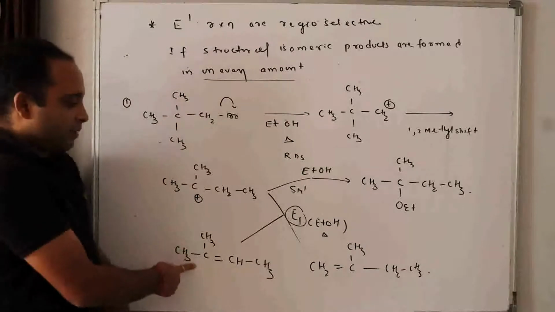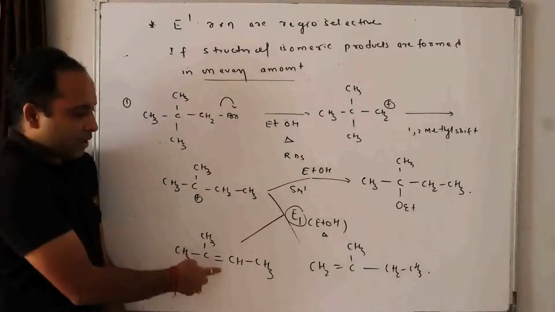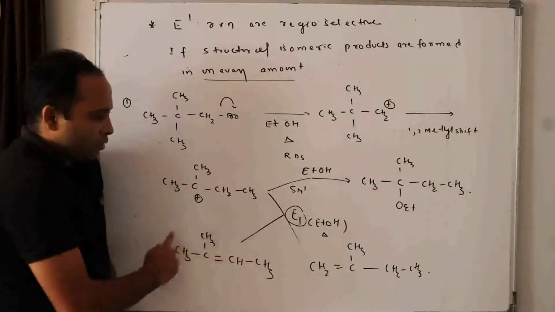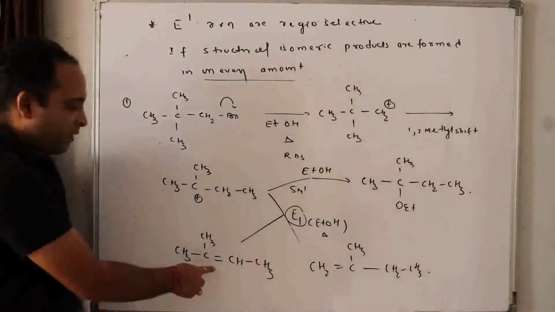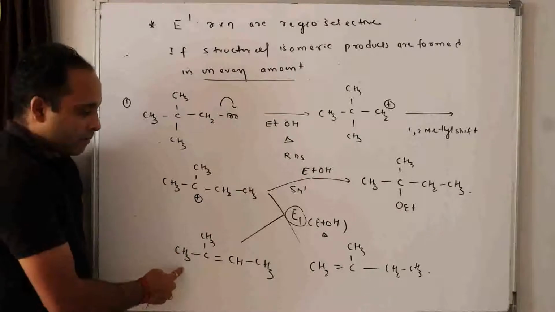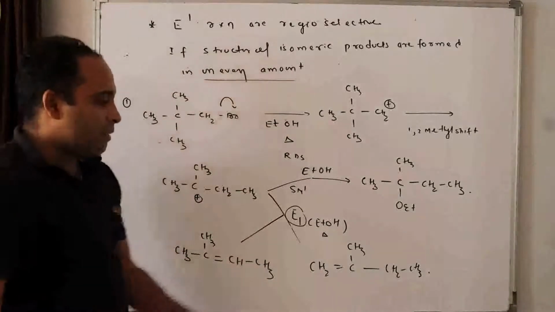Here this is the major. Why? This has more substitution. Here this has 1, 2, 3 substitutions, whereas this has only 2 substitutions. Here how many alpha hydrogens? 3, 3, 6, 7, 8, 9. Here how many alpha hydrogens?